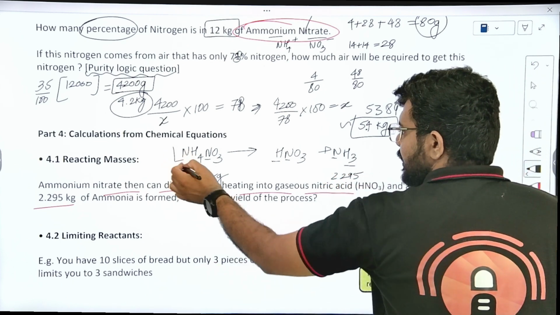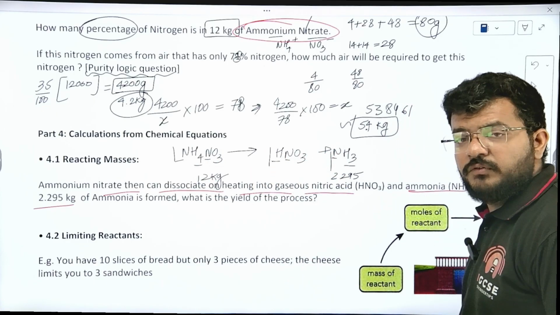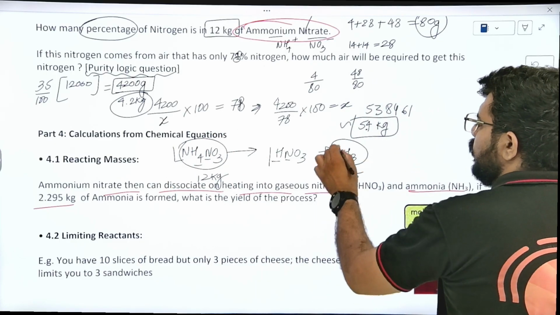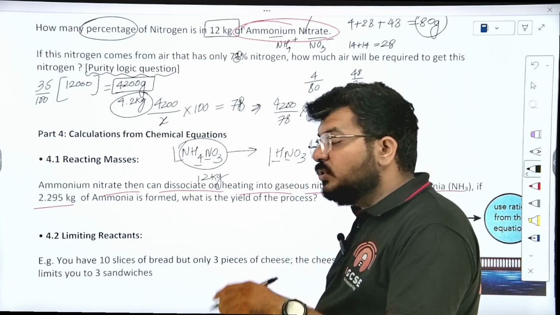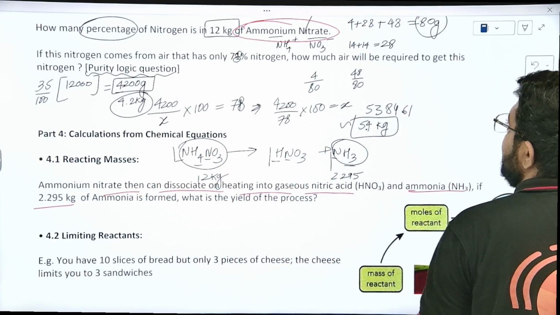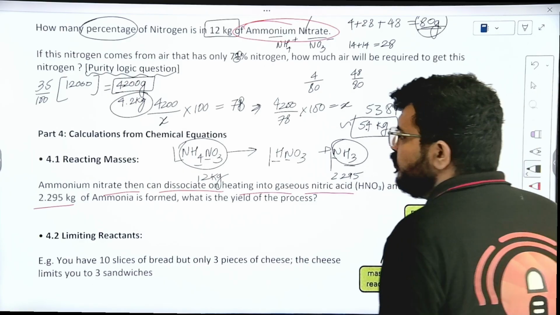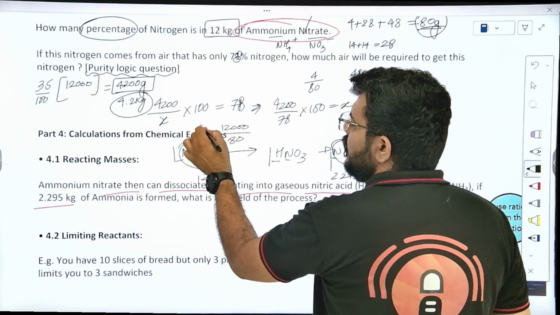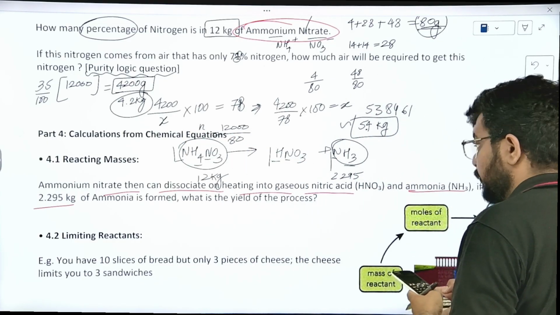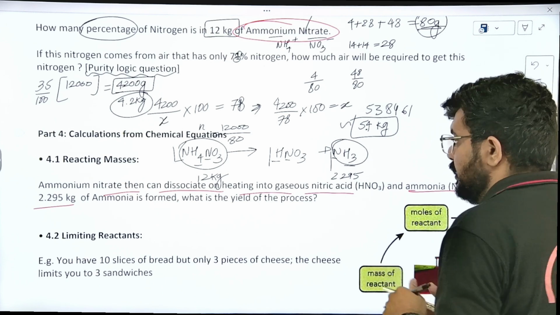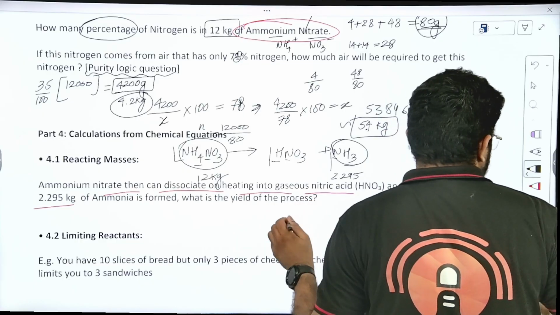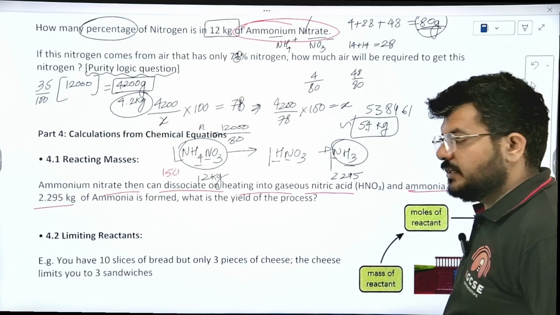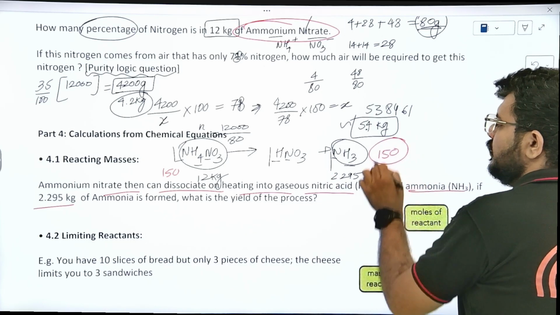Now, taking simply 1 is to 1 is to 1 is the ratio of the reaction. So 1 mole of NH4NO3 should produce 1 mole of NH3. Let's find out how many moles of NH4NO3 are there in 12 kg. We know that the mass of NH4NO3 is 80. So I have 12,000 divided by 80. This will give me the number of moles, right? 150, I think. Yes. So I have 150 moles of ammonium nitrate.